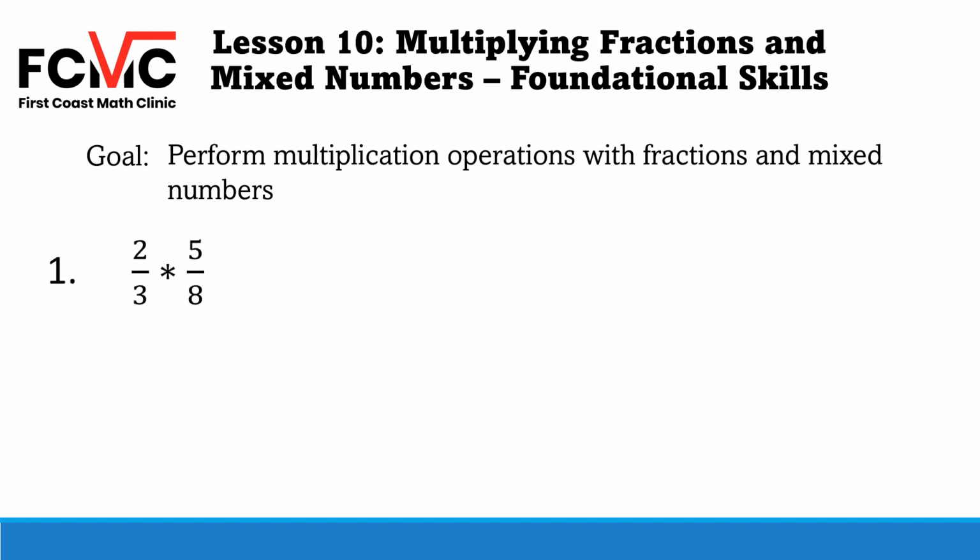So let's start with number one. We've got 2/3 times 5/8. So we're multiplying two fractions together. We're going to start by multiplying just two fractions together. Then we're going to get into examples where we multiply fractions and mixed numbers together.